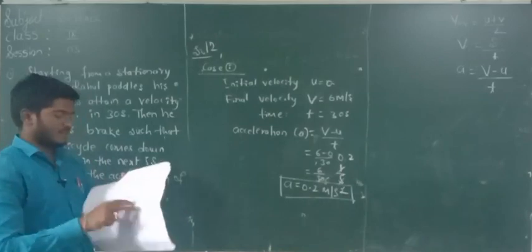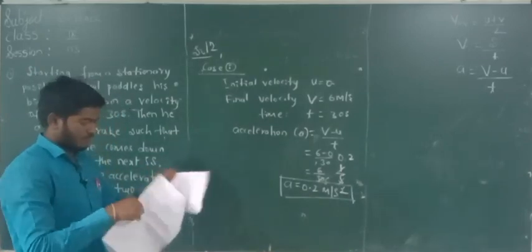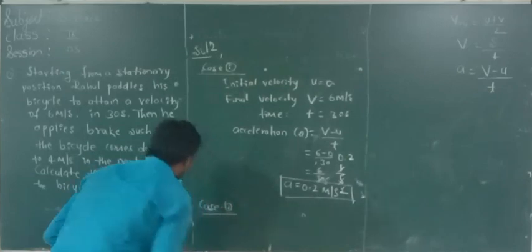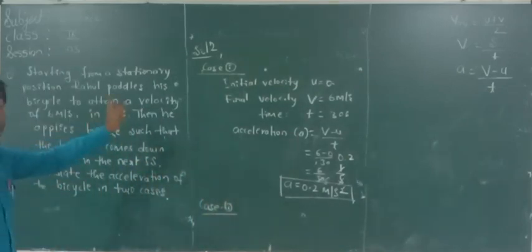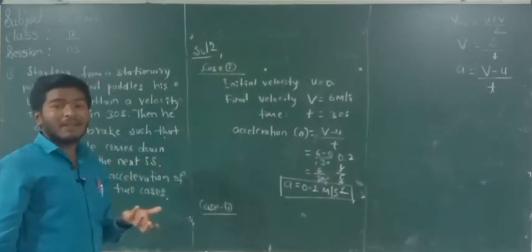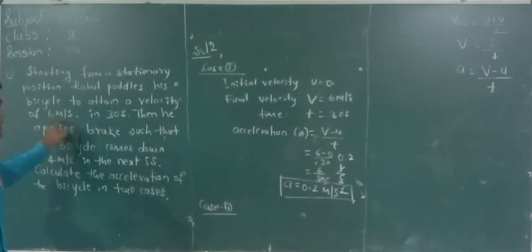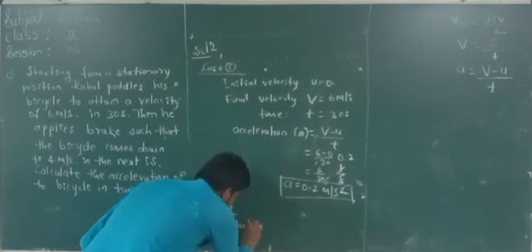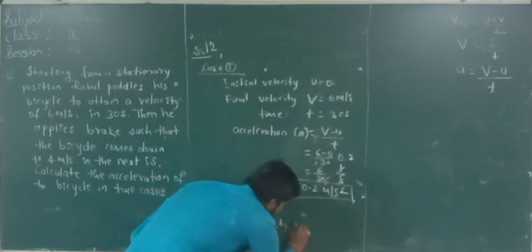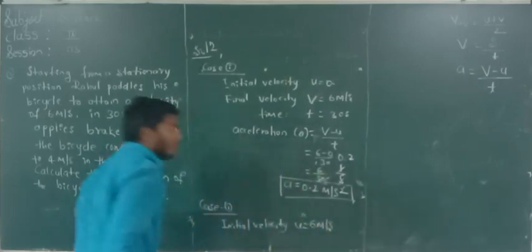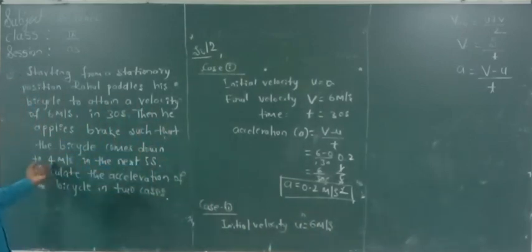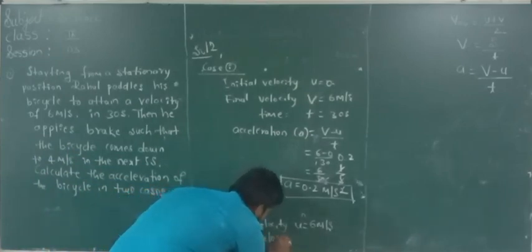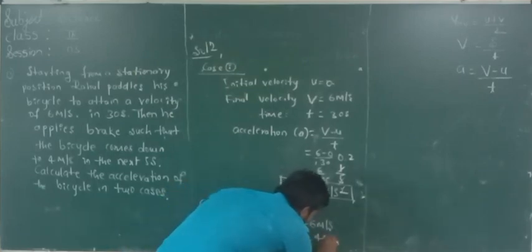And thus in the second case, case 2. Here in case 2, before applying the brake, the initial velocity of the bicycle is 6 meter per second. This is the initial velocity in the second case. Initial velocity u is equal to 6 meter per second. After applying the brake, the final velocity will be 4 meter per second. Final velocity v is equal to 4 meter per second.